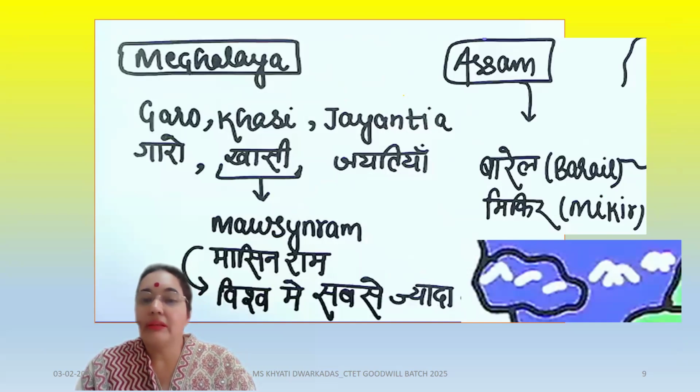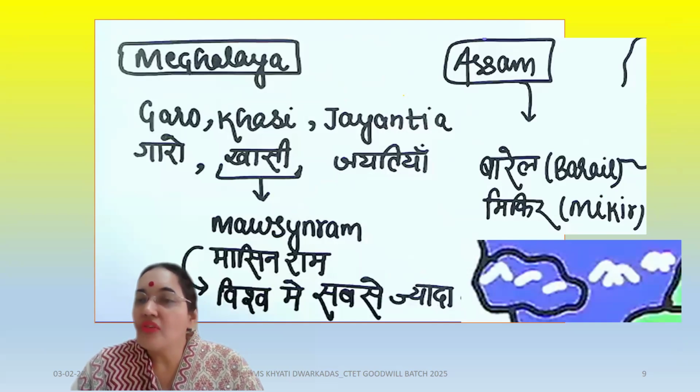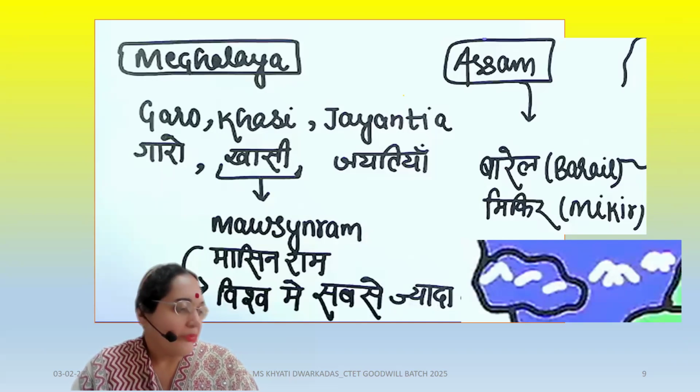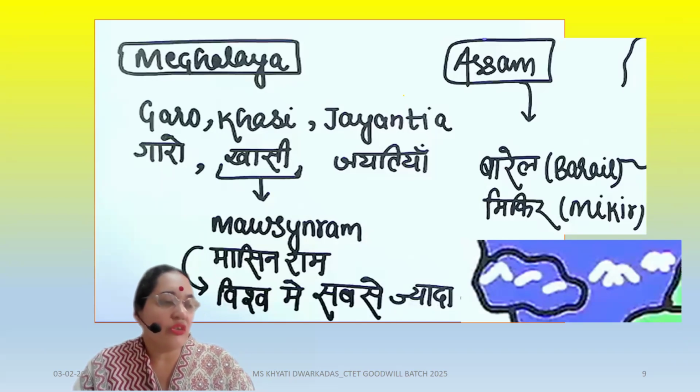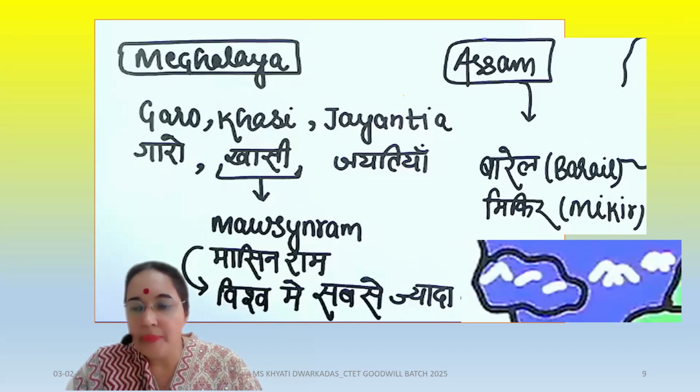And in the Khasi Hills, you have Mawsynram. Mawsynram is the place where you get the world's highest rainfall. So we are lucky to have Mawsynram in our country, where you see the world's highest rainfall.